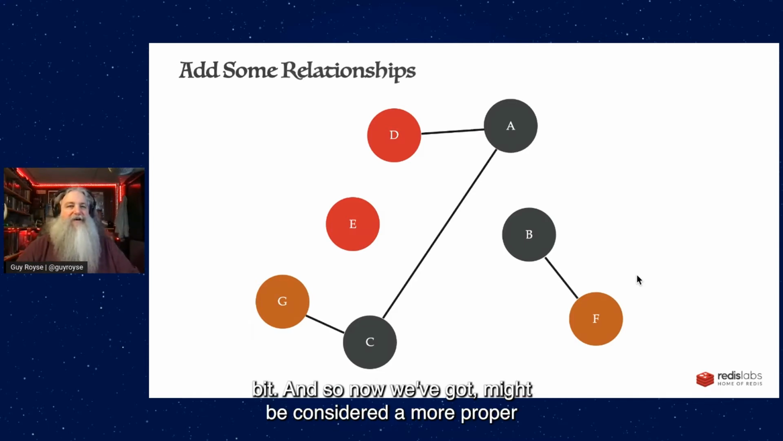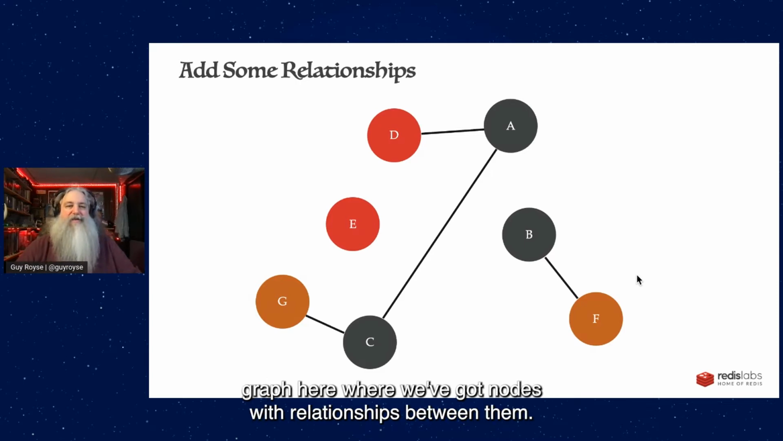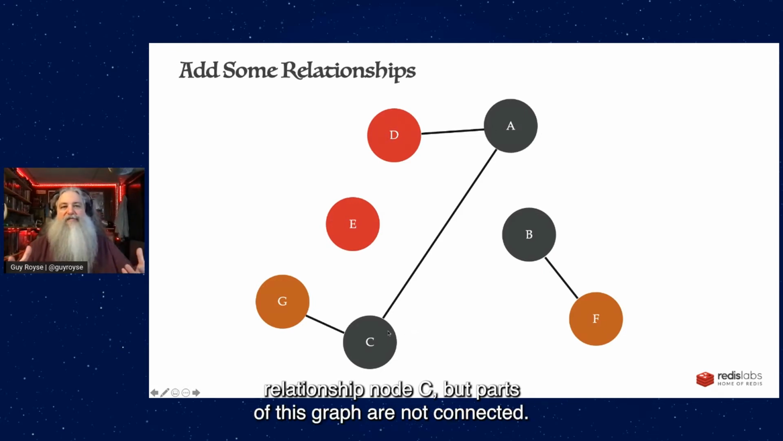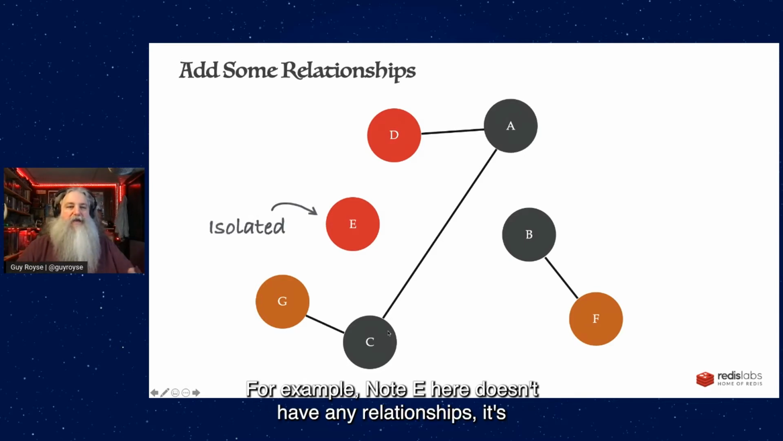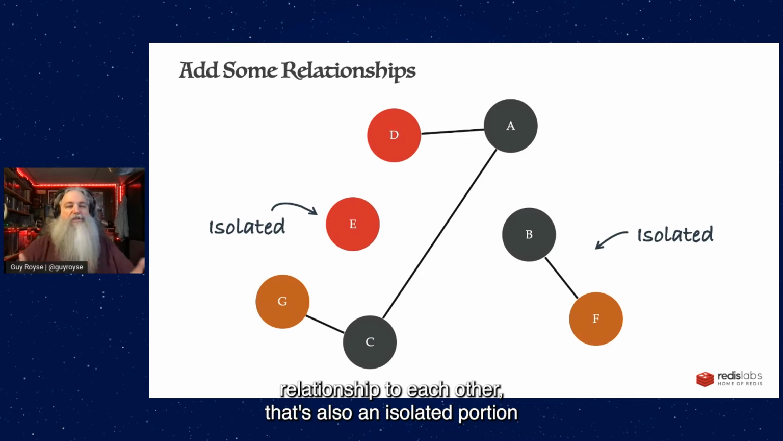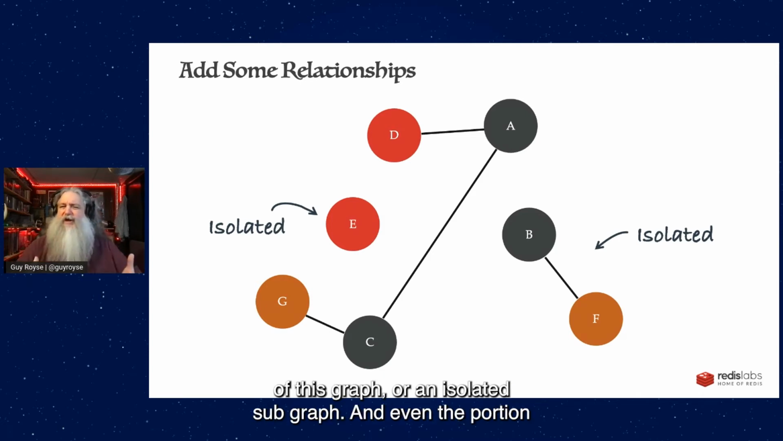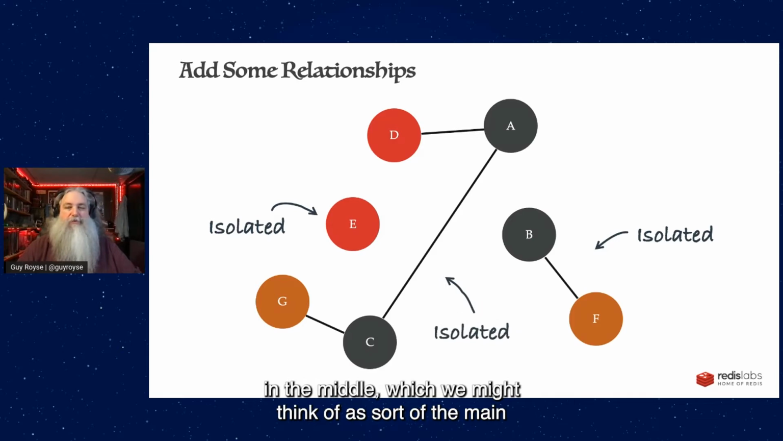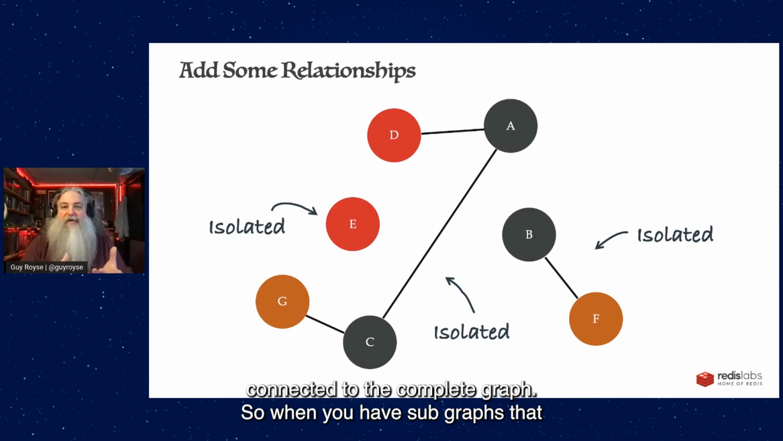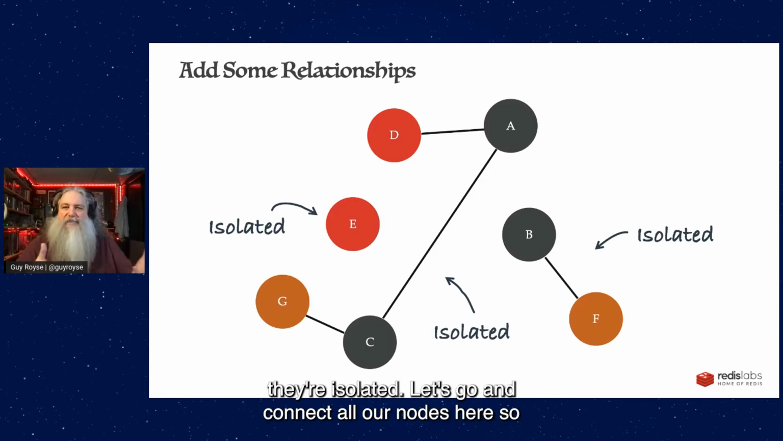And so now we've got what might be considered a more proper graph, where we've got nodes with relationships between them. So node D has a relationship to node A has a relationship to node C. But parts of this graph are not connected. For example, node E here doesn't have any relationships. It's isolated. But actually, nodes B and F, who do have a relationship to each other, that's also an isolated portion of this graph, or an isolated subgraph. And even the portion in the middle, which we might think of as the main part of the graph, is isolated as well, because it's not connected to the complete graph. So when you have subgraphs that can't see each other, they have no paths to each other, they're isolated.